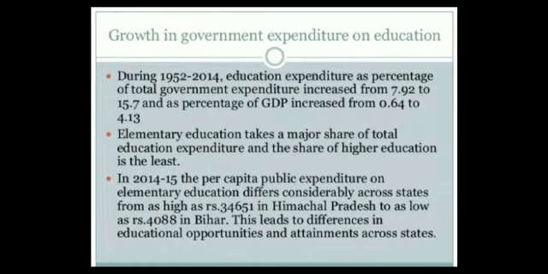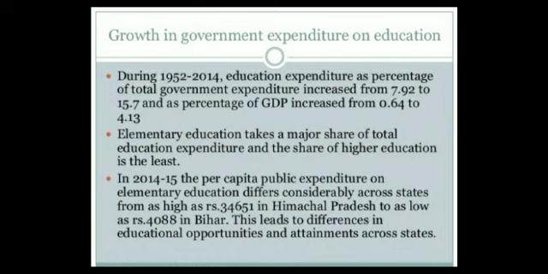Growth in government expenditure on education. During 1952 to 2014, education expenditure as a percentage of total government expenditure increased from 7.92 to 15.7 and the percentage of GDP increased from 0.64 to 4.13. Elementary education takes a major share of total education expenditure and the share of higher education is the last.